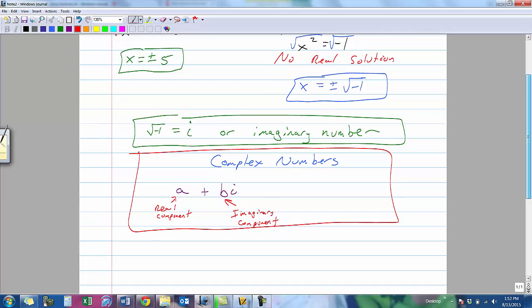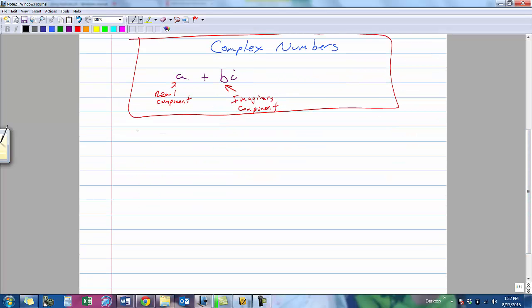All right, so let's start off with some simplifying. Simplifying is just like we did yesterday, except that it's going to be a little bit different. Let's talk about the square root of negative 4, the square root of negative 12, and 4 times the square root of negative 27. All right, here's 3 examples.